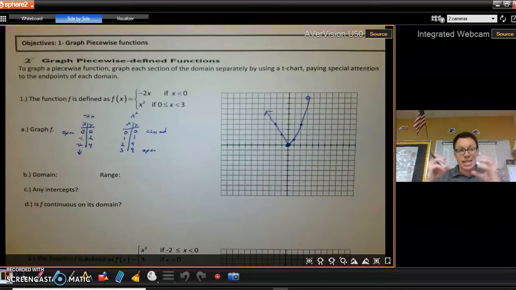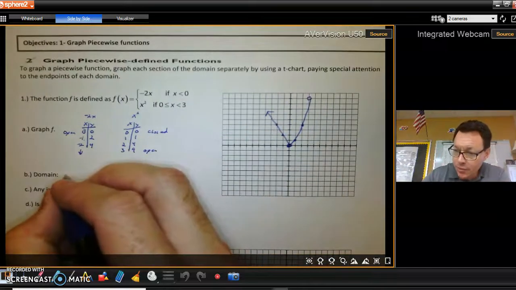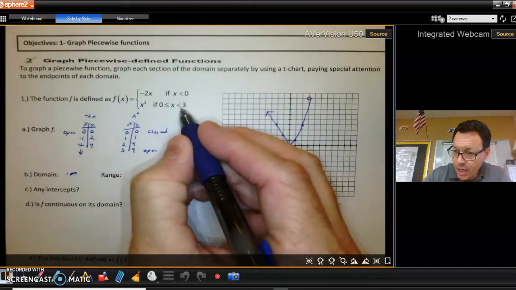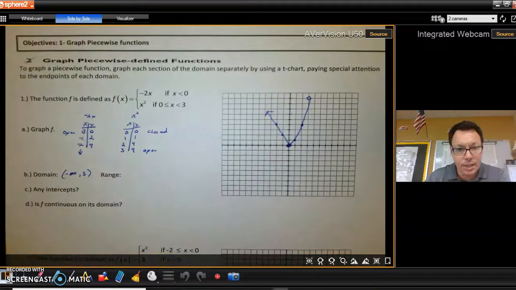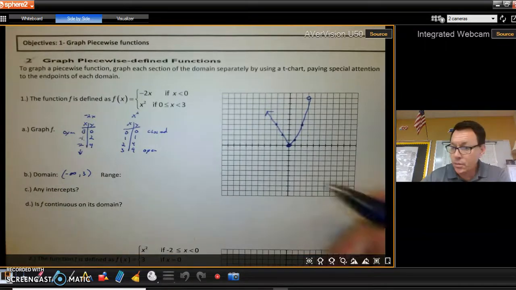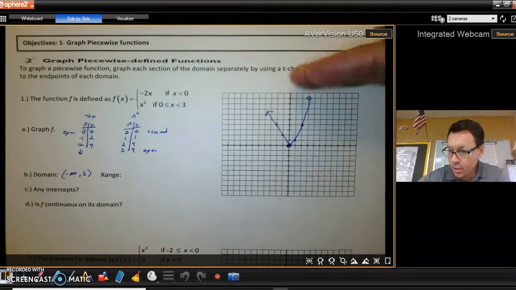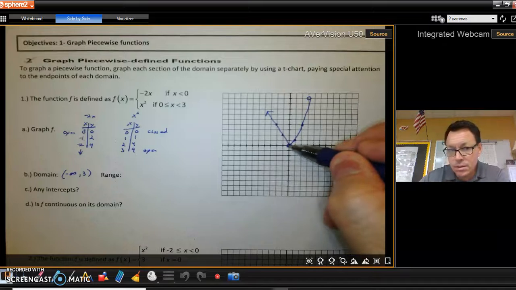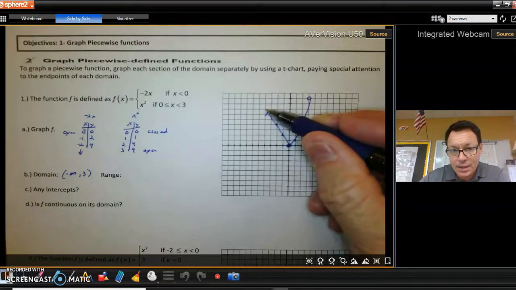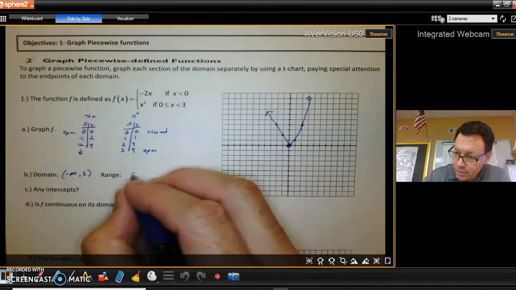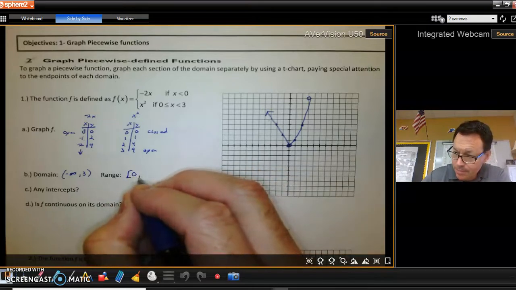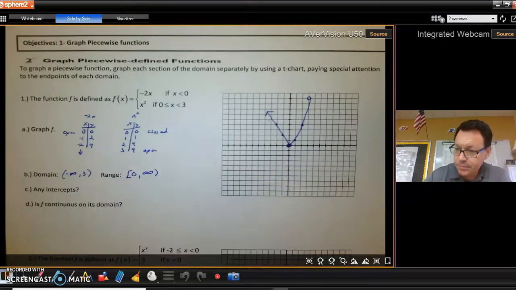If you put those together, so everything from negative infinity up to 3, but not including the 3, that is our domain. What's our range? Well, it's everything from 0, so look at our y values. It's everything from 0, but then that arrow says that it's going to go forever and ever and ever up. So it's everything from 0, including the 0, to infinity.